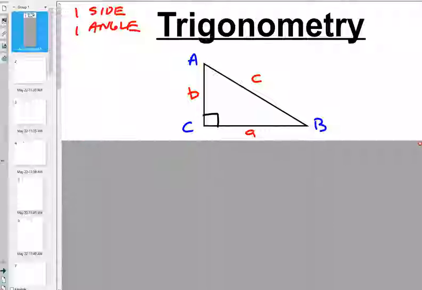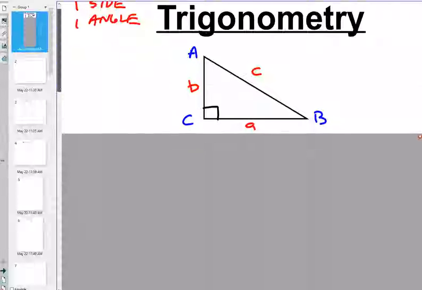All right, so here's a right triangle. A right triangle has two legs and a hypotenuse. It has one 90-degree angle and then two other angles that are complementary to that. So here the angles are denoted by capital letters and the side lengths are denoted by lowercase letters.